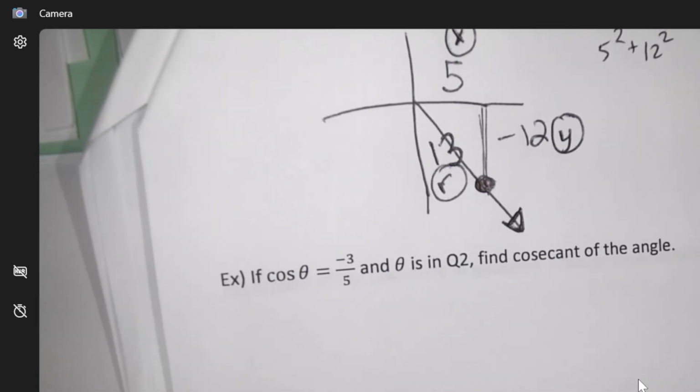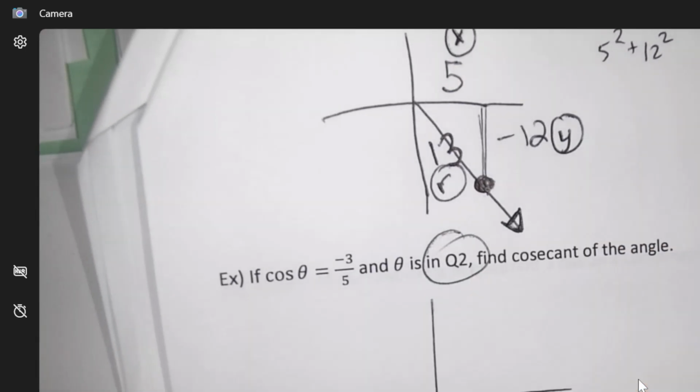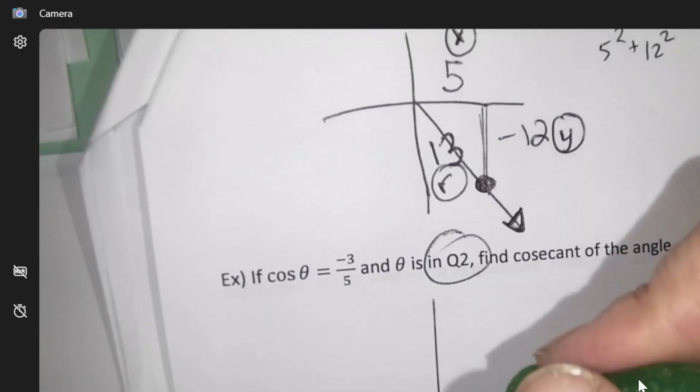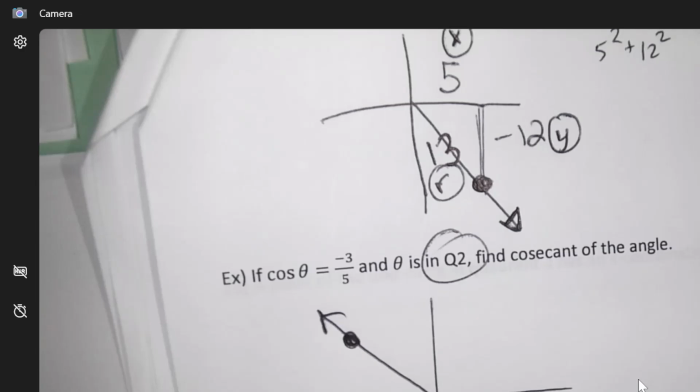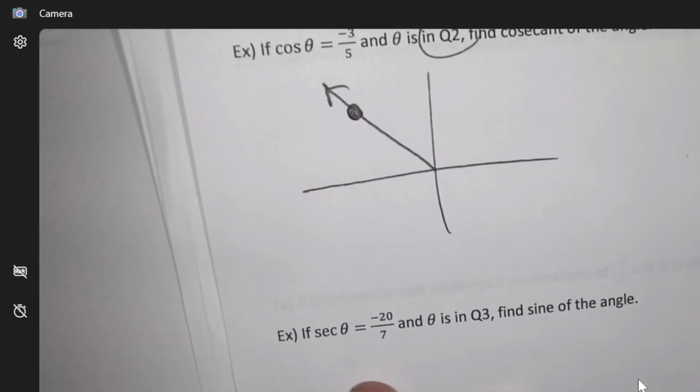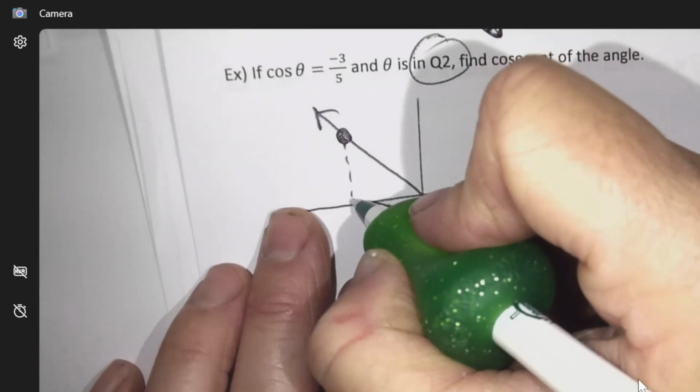Okay, here we go. Quadrant 2. We have an angle in quadrant 2. So can you draw me an angle in quadrant 2? And can you make a right triangle?